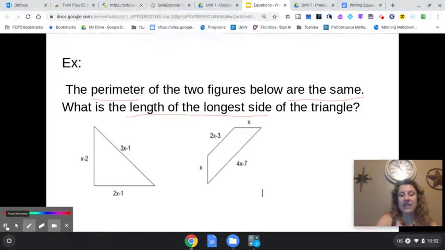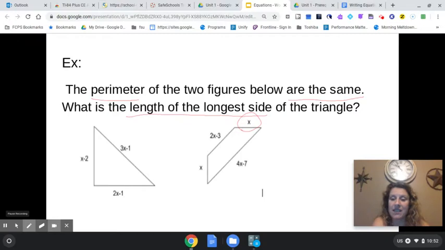All right, they've already identified x as the variable that's being used in this scenario. So x is going to represent the side of that quadrilateral that is identified by x. Okay, let's go ahead and find the perimeter of each one of those shapes.